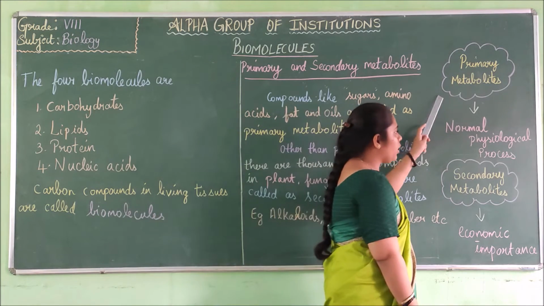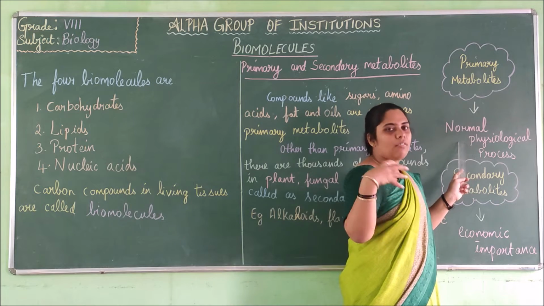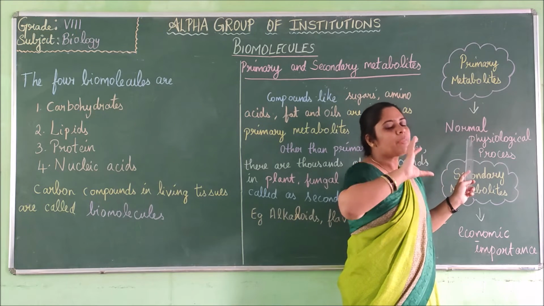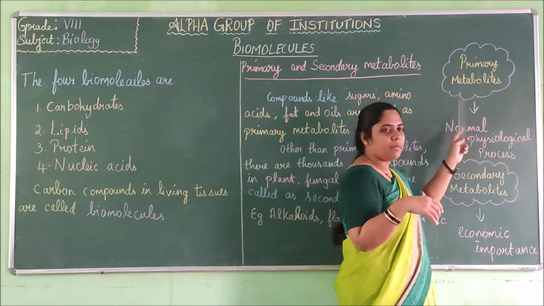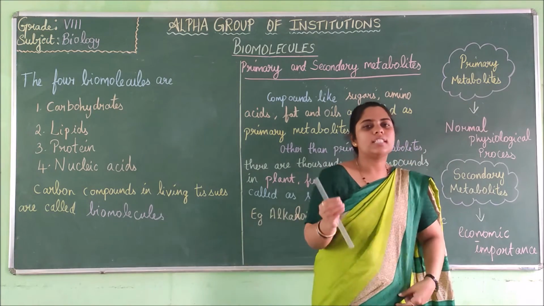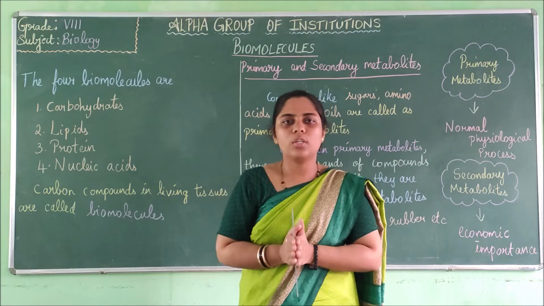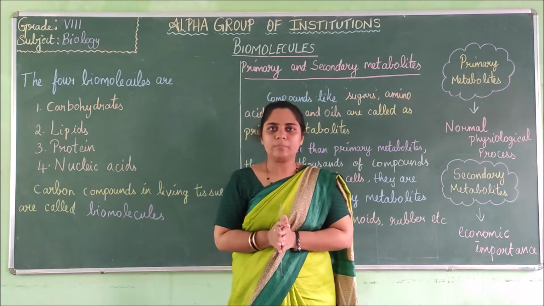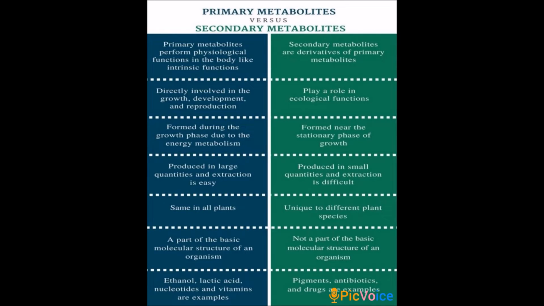Primary metabolites are the output after a physiological process in the body, whereas secondary metabolites give economic importance for the welfare of humans. Now let us see the difference between primary and secondary metabolites. I have already explained what a primary metabolite and a secondary metabolite are, and we have seen the examples also. So let us see the difference.